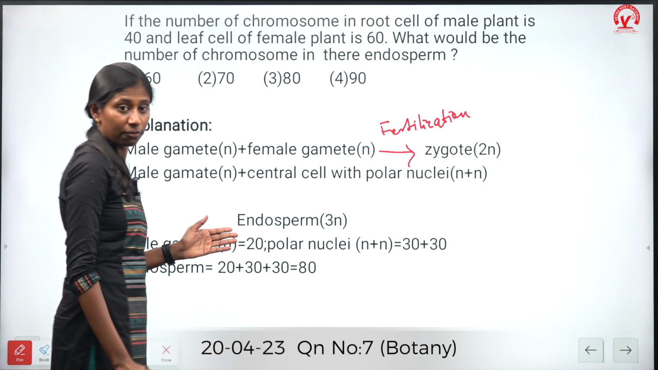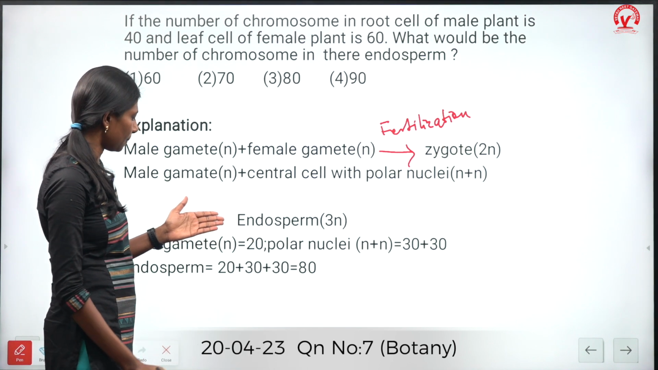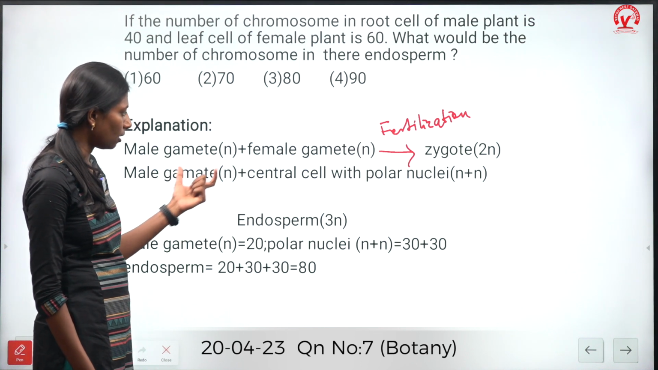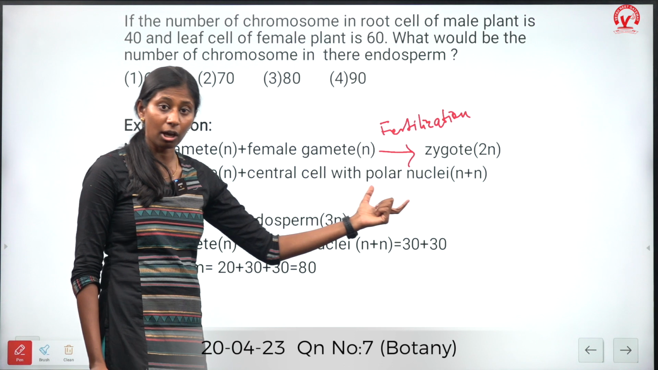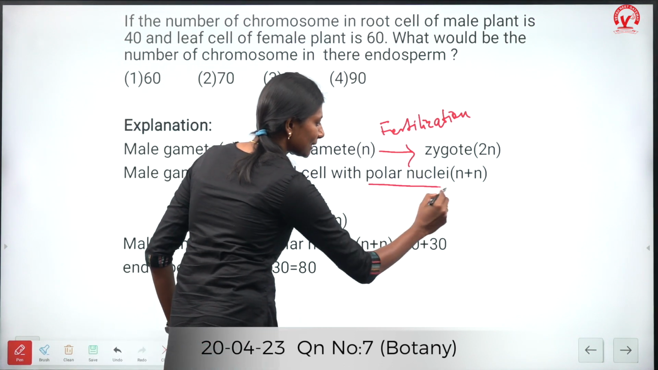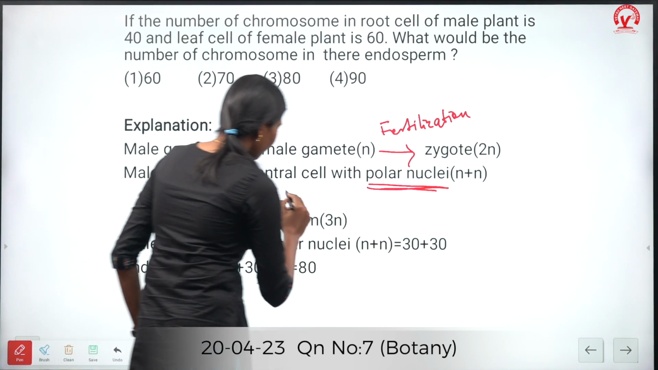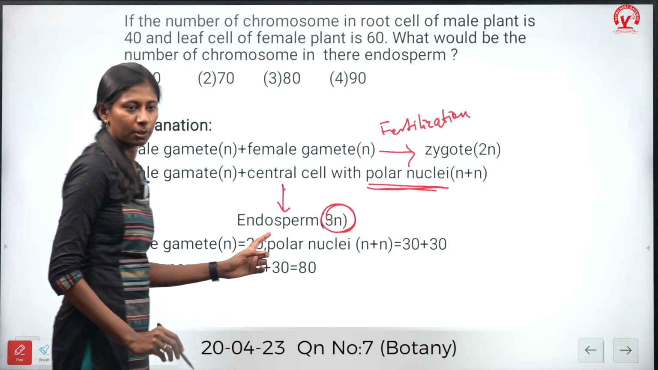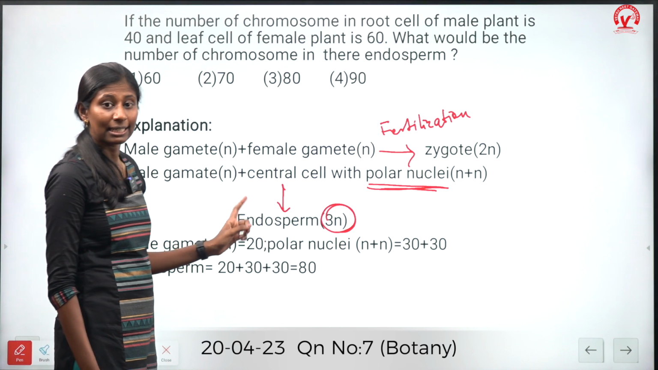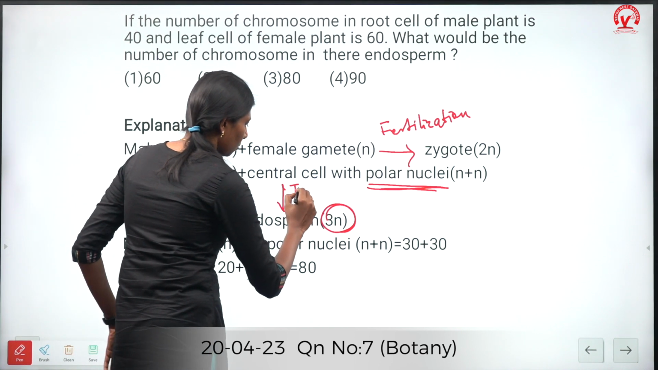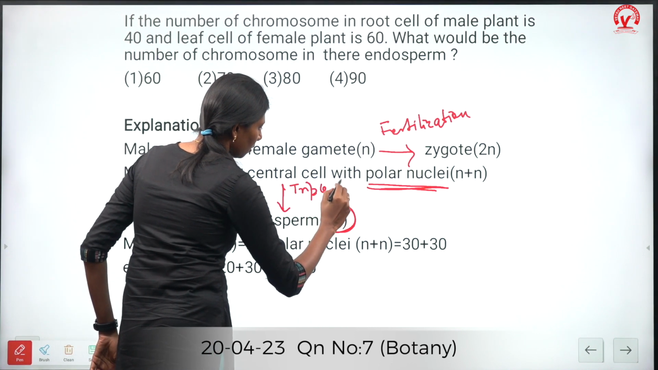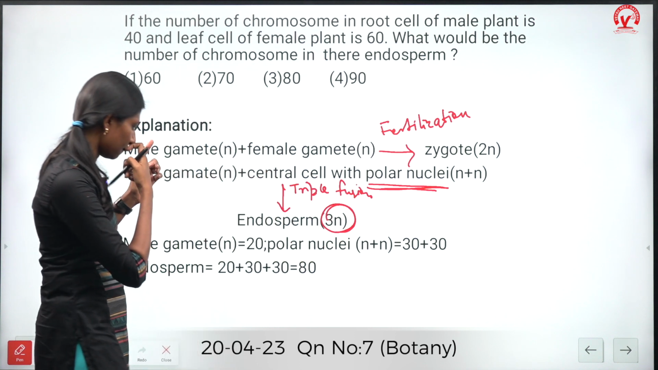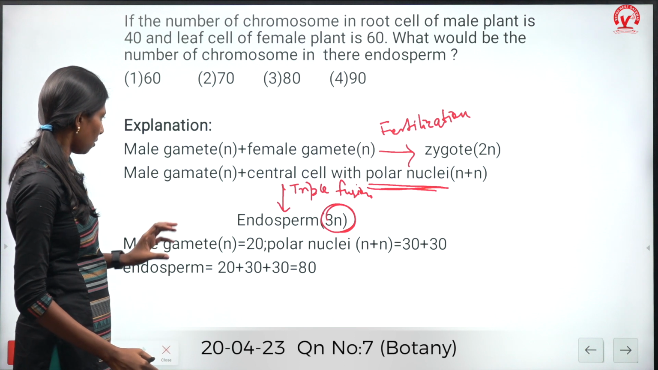But in the case of development of endosperm, there is a need for fusion of a single male gamete along with 2 polar nuclei. These are also called secondary nuclei, which will result in a triploid endosperm. This process is called triple fusion. What is triple fusion? So, from the question we can substitute in the equation.